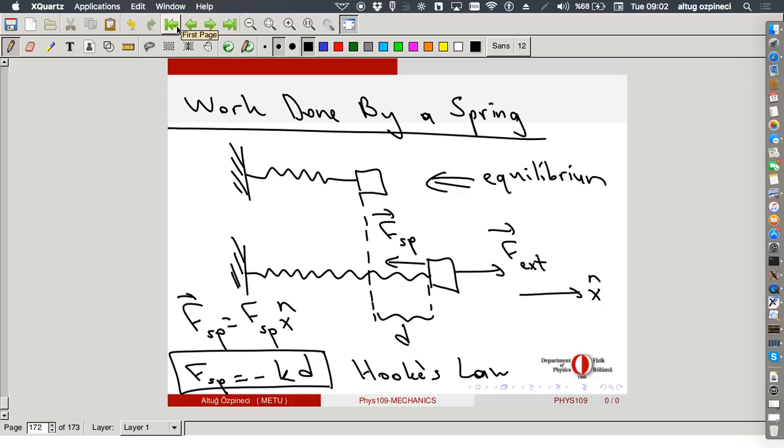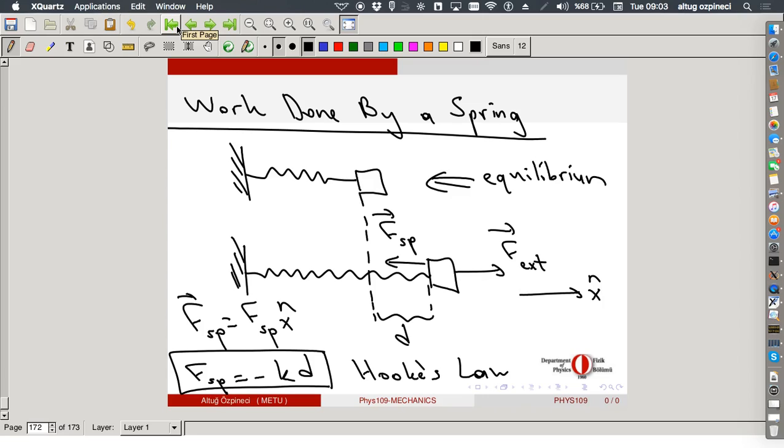Furthermore, it is in the minus x direction, so this number over here should be minus. That is why we put a minus sign. But of course, this relation is valid even if you compress it, because then d becomes a negative number. Negative times negative becomes a plus, so the force will be in the plus x direction. If you compress the spring, it just pushes us back.